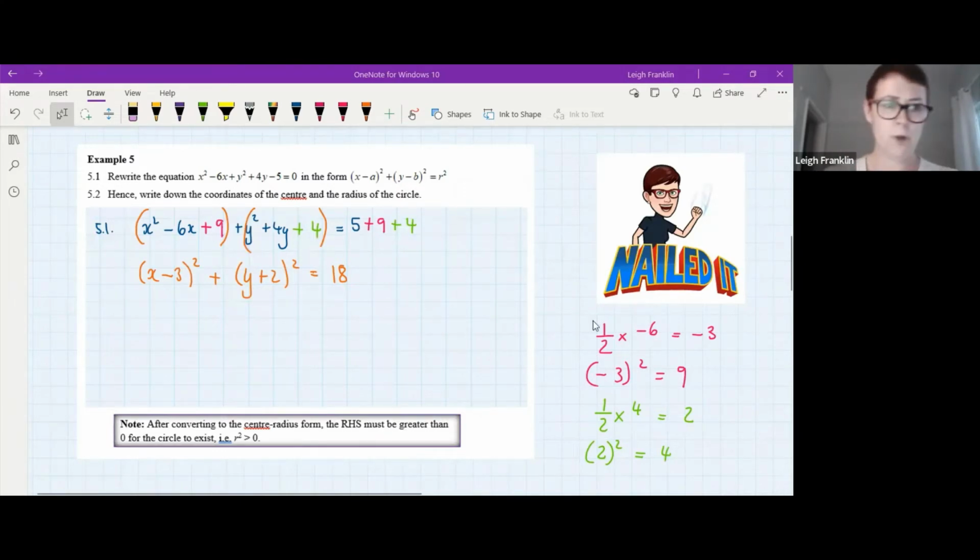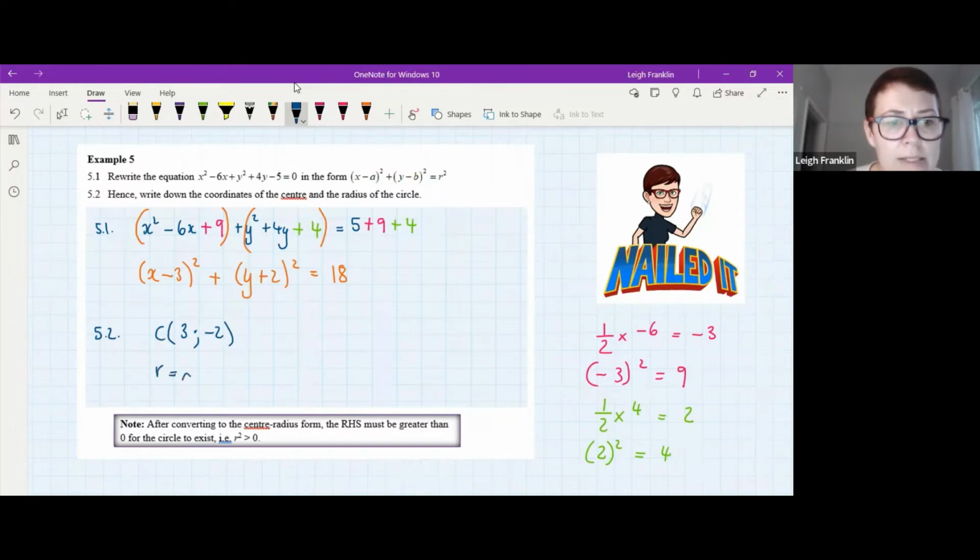Where were we? Oh, yes. Now that we have completed the square, it's possible for us to determine the answer to question 5.2. The coordinates of the center would be +3 and -2, and the length of the radius is going to be √18. All right, Kanisile, I see you've got your hand up. Would you like to ask a question?